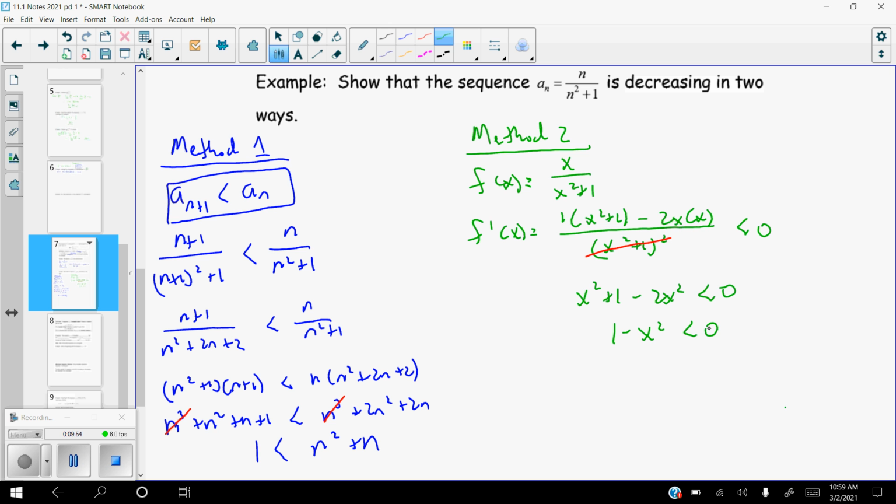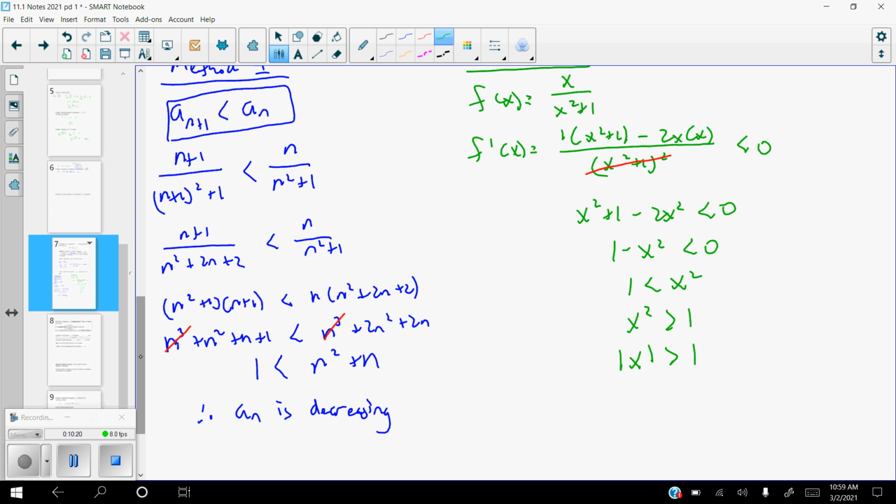If you add x squared to both sides, you get 1 is less than x squared. Turning that around just to make it look a little bit easier, x squared is greater than 1. So that means the absolute value of x must be greater than 1. Now again, we're only considering n values of whole numbers, so technically I don't really need the absolute value. For the function itself you would. But basically what that's saying is for any n value greater than 1, this is a decreasing function. So for n greater than 1, a sub n is decreasing.